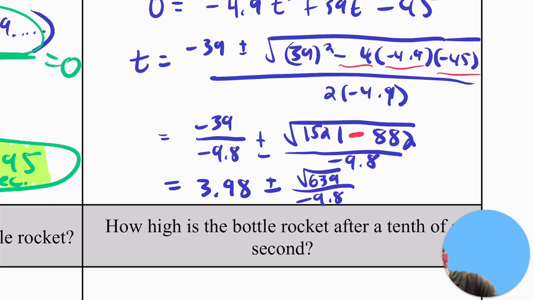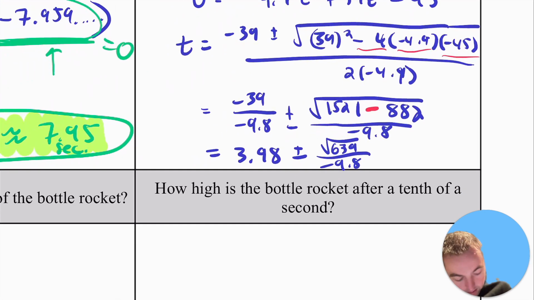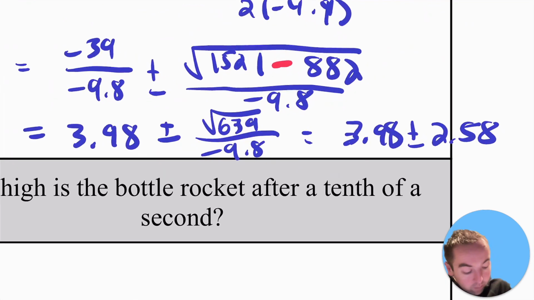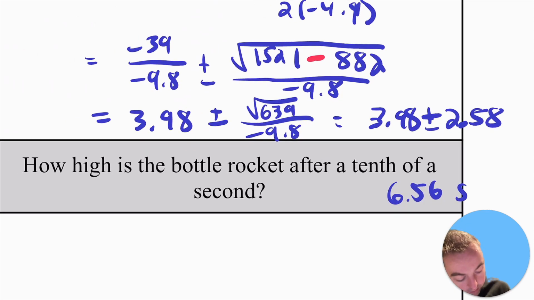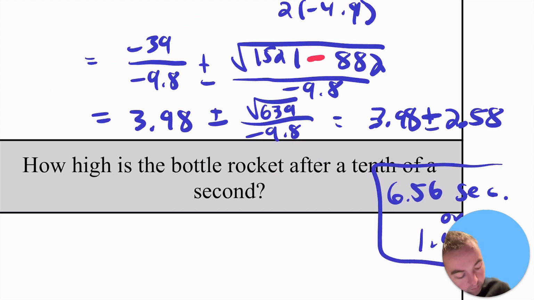So if you square rooted 639 and then divided that by 9.8, you'd end up getting a decimal that's about 2.58, roughly. Okay, so this is just approximate, right? So about 3.98 plus or minus 2.58. If you plussed, you would get 6.56, and if you minused, you would get 1.4. So at 6.56 seconds or 1.4 seconds, those would be the times where this happens.